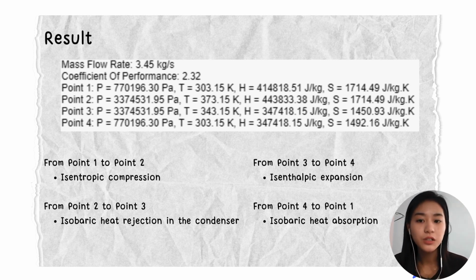So from point 1 to point 2, it shows isentropic compression, while from point 2 to point 3, it shows isobaric heat rejection in the condenser. And from point 3 to point 4, it shows isenthalpic expansion, while from point 4 to point 1, it shows isobaric heat absorption.